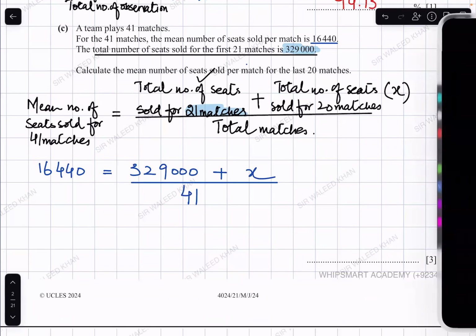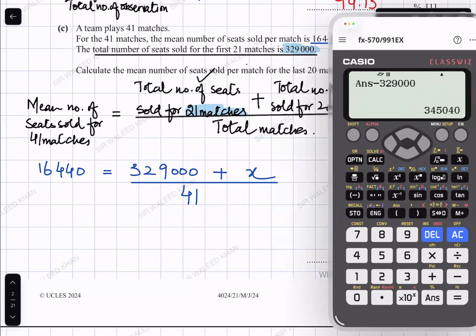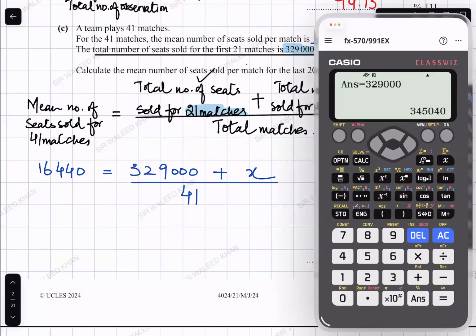So when we cross multiply it, this will be 16,440 times 41 minus 32,900. Yeah. So this is the value of X. X is equal to 345,040.